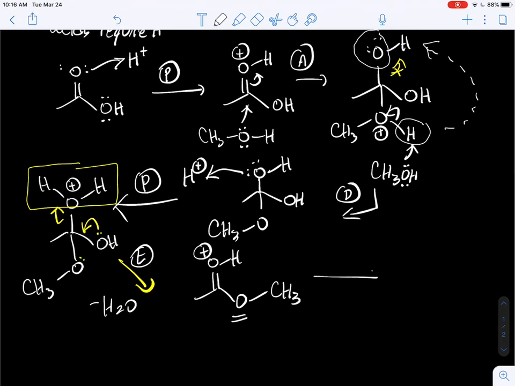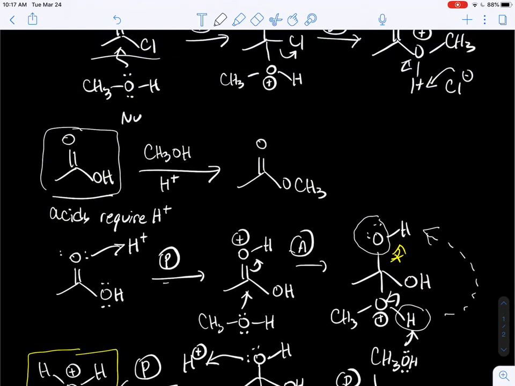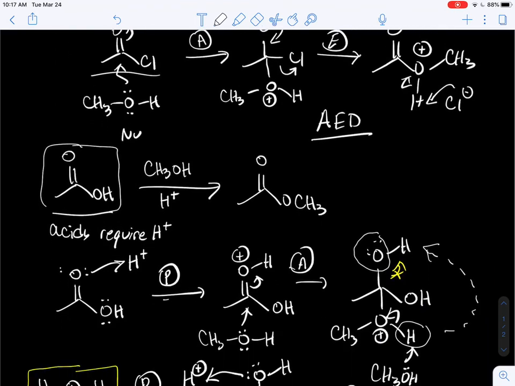It doesn't matter. And then what you want to do is take a solvent molecule. In this case, it's methanol that we're using to deprotonate that final molecule. D for deprotonation, to give us the neutral ester. So that's PAD, PED, PAD-PED. Okay, PAD-PED is the sequence of events. Okay, a little bit longer compared to the acid chloride. The acid chloride up here was AED. Okay, direct attack can begin because acid chlorides are so electron deficient and so reactive.